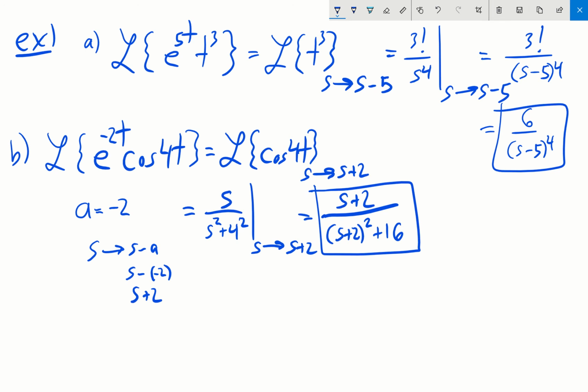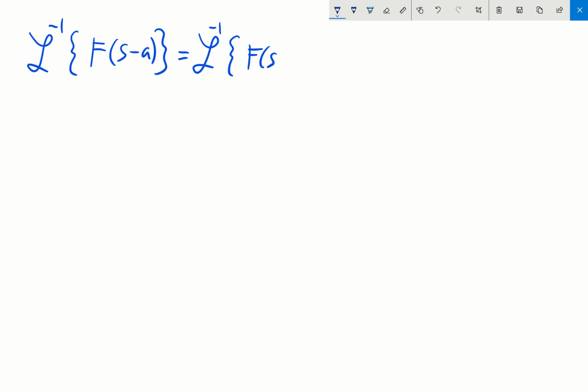We can also begin now to talk about the inverse of this theorem. So let's suppose we wanted to find the inverse Laplace transform of a translated Laplace transform. Suppose we have the Laplace transform F of s minus a, and we're trying to find its inverse. Essentially, it's going to work the same way. We want to think of this as being the inverse Laplace transform of F of s, where s gets translated to s minus a.